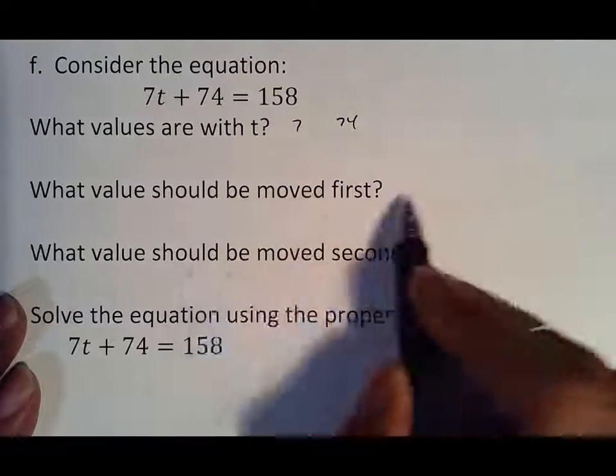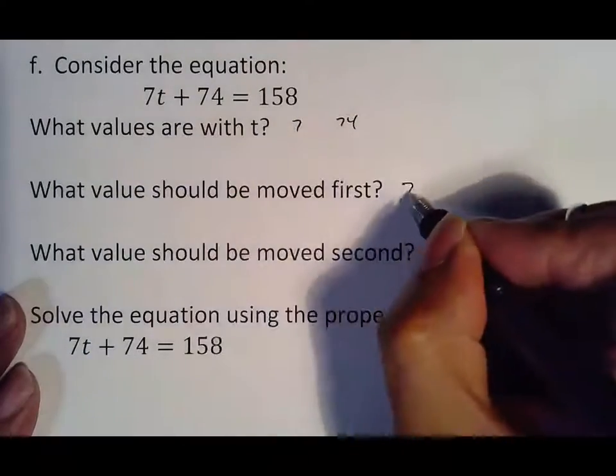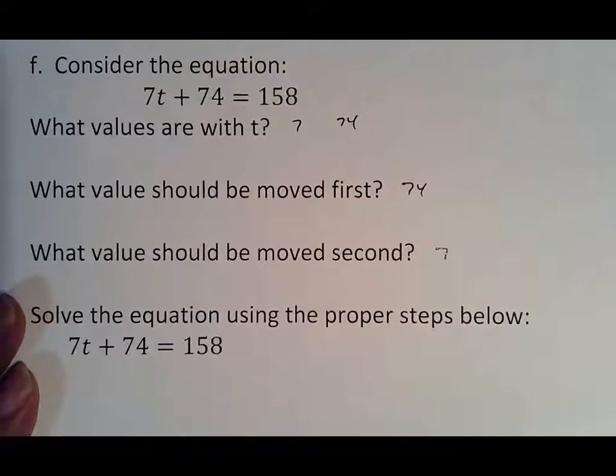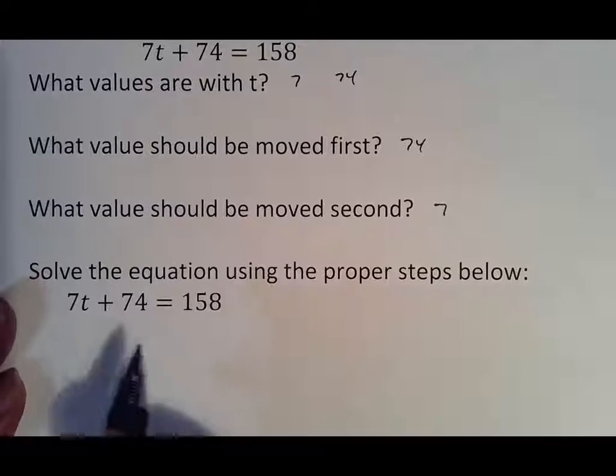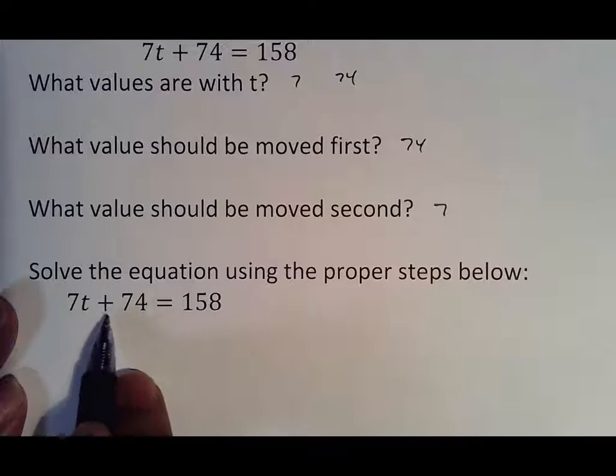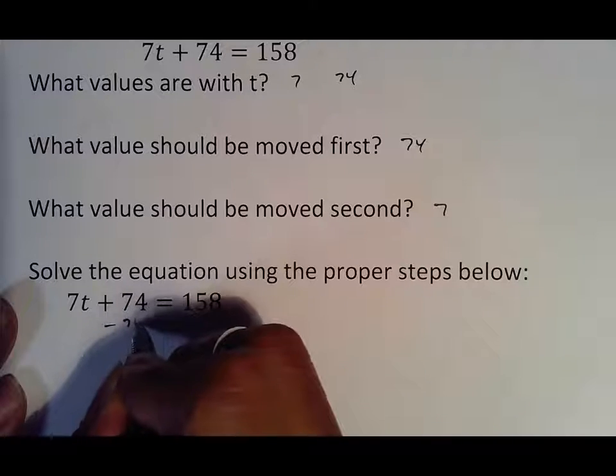So what values are with t would be 7 and 74. What value should be moved first would be the added number first, remember, which is 74. The second value should be the 7. So with that being said, 7t plus 74, I need to move the added number, which is 74, by subtracting 74.